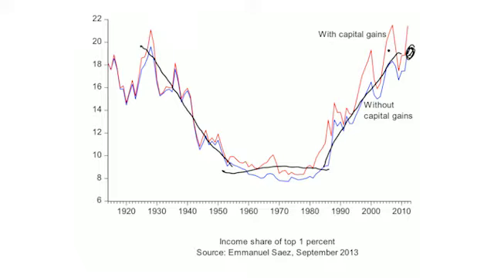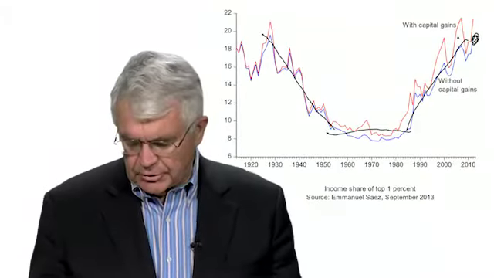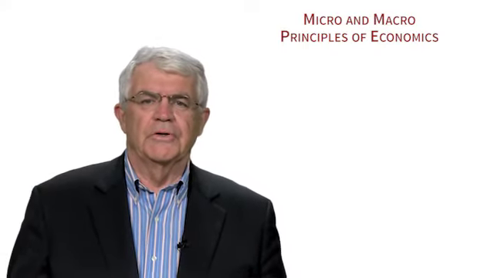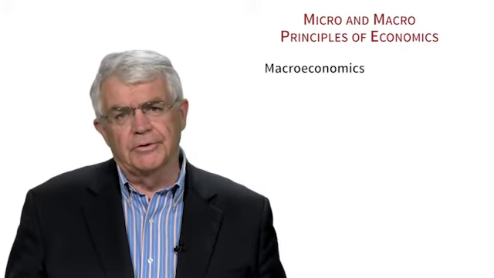Why did this happen? It's obviously very important. A lot of the Occupy Wall Street debate has to do with that. But we'd like to look at this question from the point of view of economics directly. In terms of this topic of economics, micro, macro, there's also the big picture types of things. And economists call that macroeconomics.